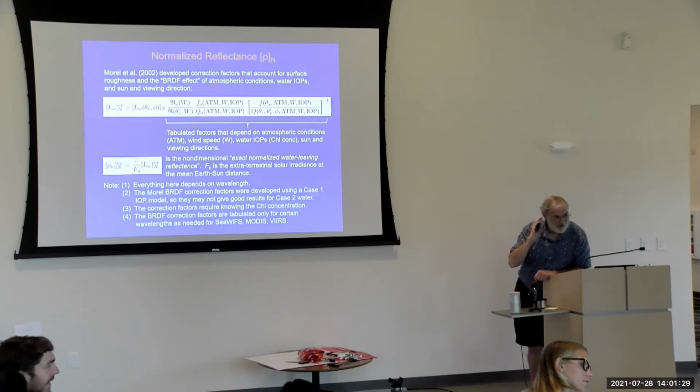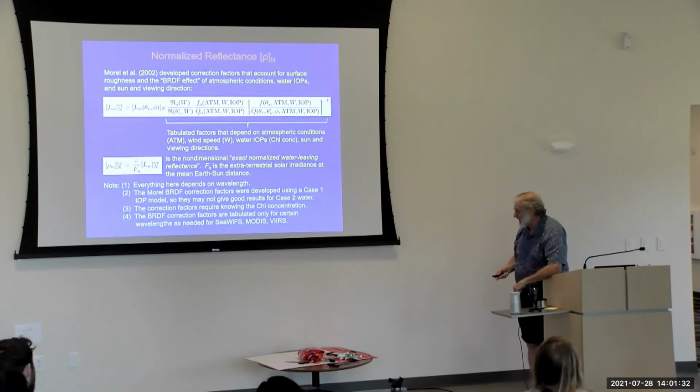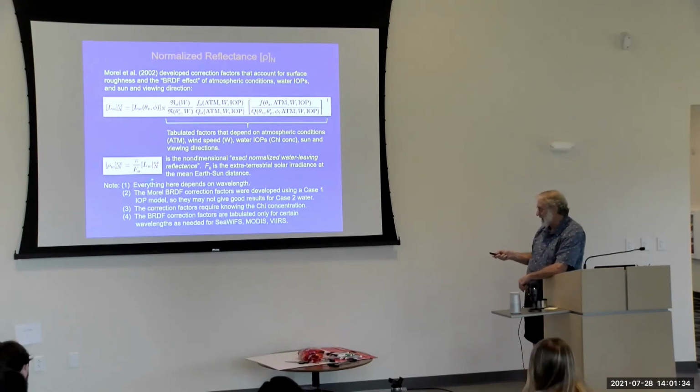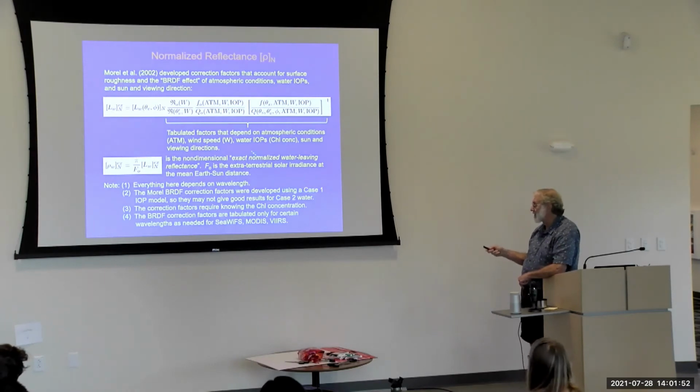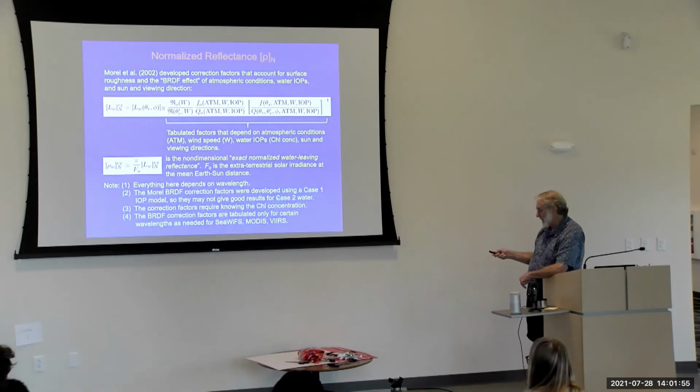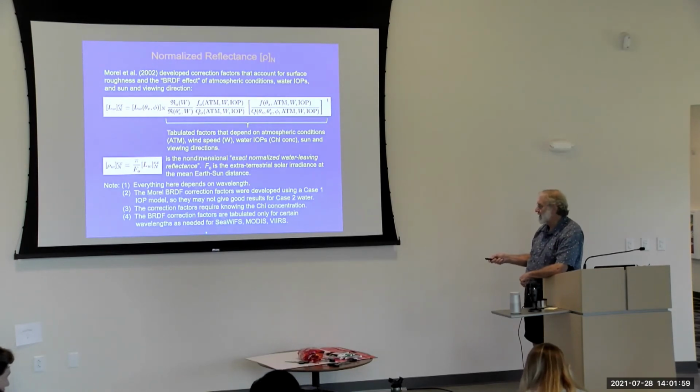Okay, so anyway, now what we've done, of course, everything here still depends on wavelength. These Morel BRDF correction factors, and this whole thing here is what gets called the BRDF correction. They require knowing the chlorophyll concentration, and they've only been computed for case 1 water. And they're only tabulated for the wavelengths that NASA needs for SeaWiFS, MODIS, and VIIRS.